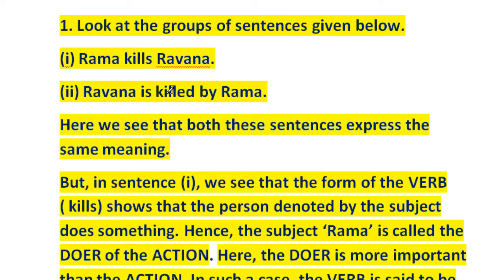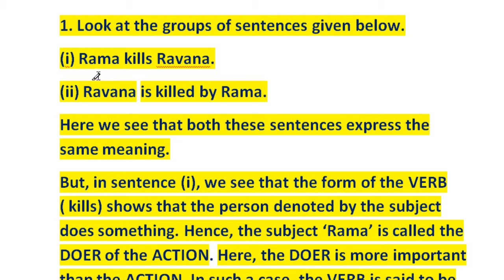In this sentence, the form of the verb shows that the person denoted by the subject does not do anything, but something is done to him. Actually, the person denoted by the subject is not the doer of this sentence. In the first sentence, the person denoted by the subject is the doer because he does something, he kills Ravana. But in the second sentence, the form of the verb shows that the person denoted by the subject, Ravana, is not the doer of the action. The doer of the action is someone else. The doer is Rama. Ravana is not the doer.